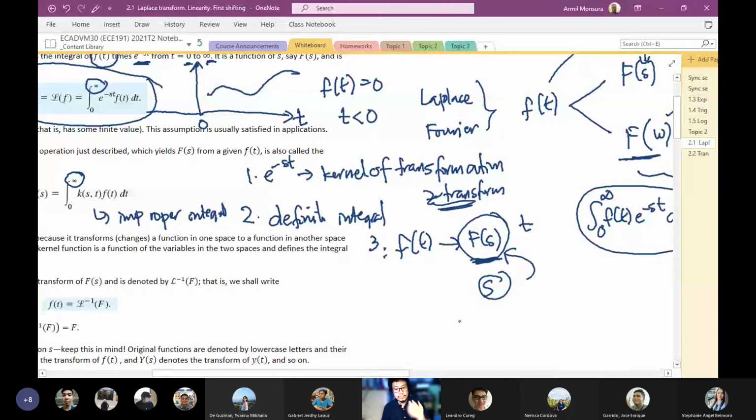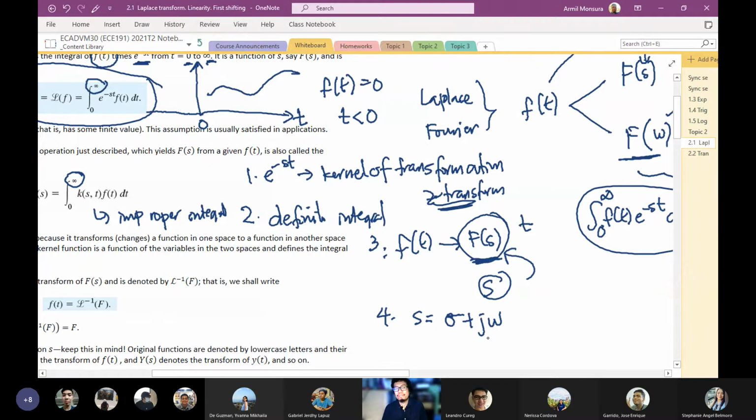Now, what is the significance of this s? S is actually a complex number equal to sigma plus j omega. This is omega. Don't write it as W.